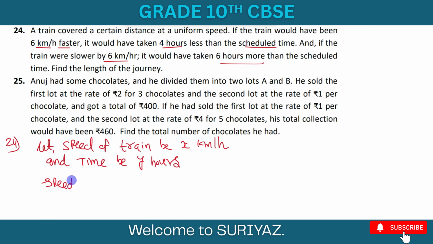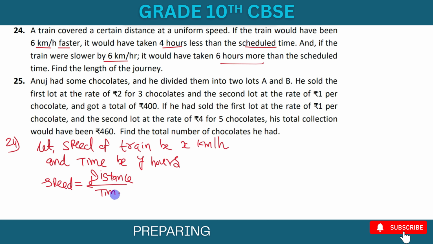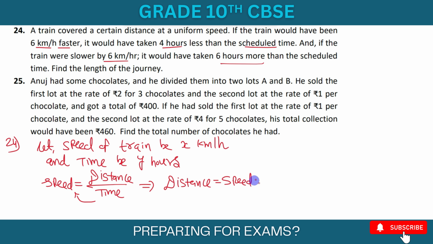What is the formula? The speed formula we already know: speed is equal to distance over time. So what will be the formula for the distance? If you make distance the subject, time goes to the other side in multiplication, so distance is speed multiplied by time. So the length of the journey is x times y.